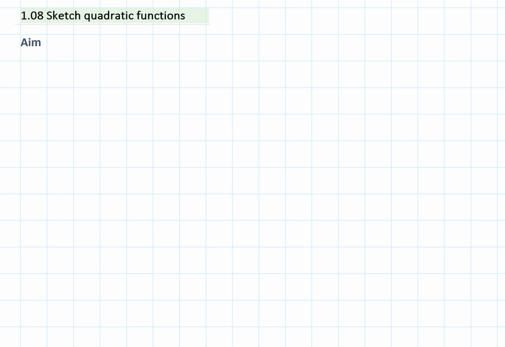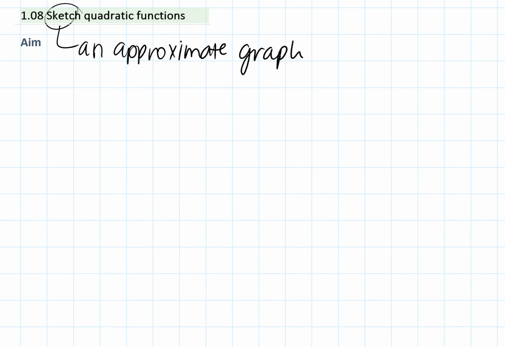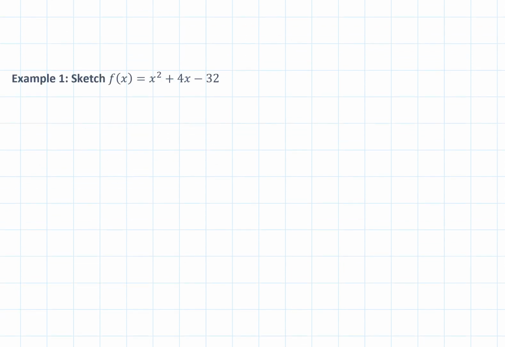Today's goal is to sketch quadratic functions, and by sketch, I'm looking for an approximate graph. I'm saying approximate because you don't have to plot a million points. I just want to see the most interesting characteristics and then the shape that they make together. And we know that quadratic functions make this shape. It's called a parabola. So today, the most interesting points you're going to plot are the intercepts, the x and y intercepts. They should be connected to form a parabolic shape.